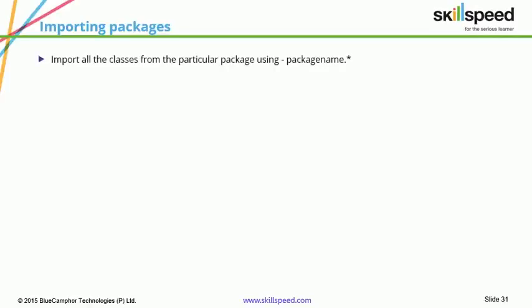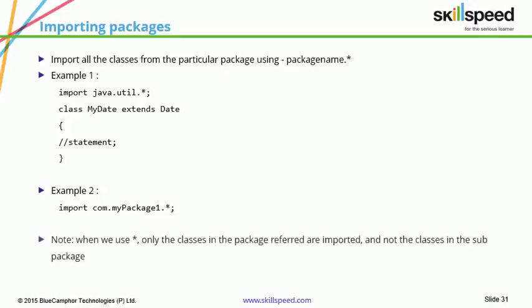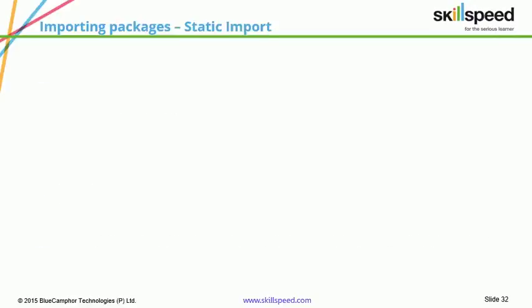Now the third technique, importing all the classes from a particular package using the package name dot star, or the asterisk mark. Example is import java.util.*, followed by our class declaration, class myDate extends Date, and the statements inside. The second example is import com.mypackage1.*. Note that when we use asterisk or the star mark, only the classes inside the package referred are imported and not the classes in the sub package.